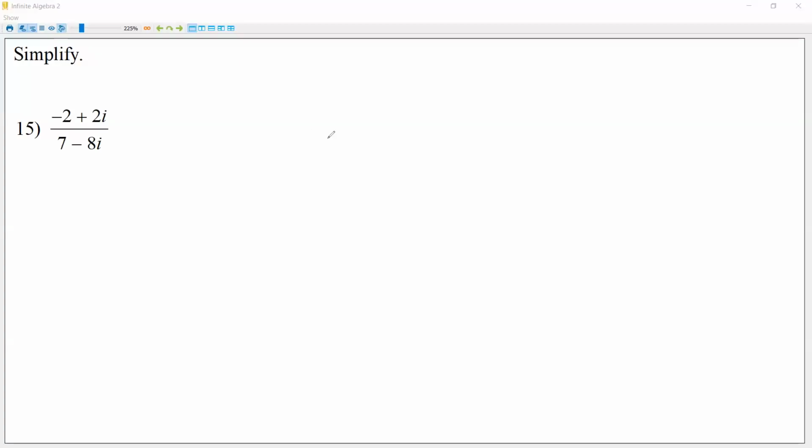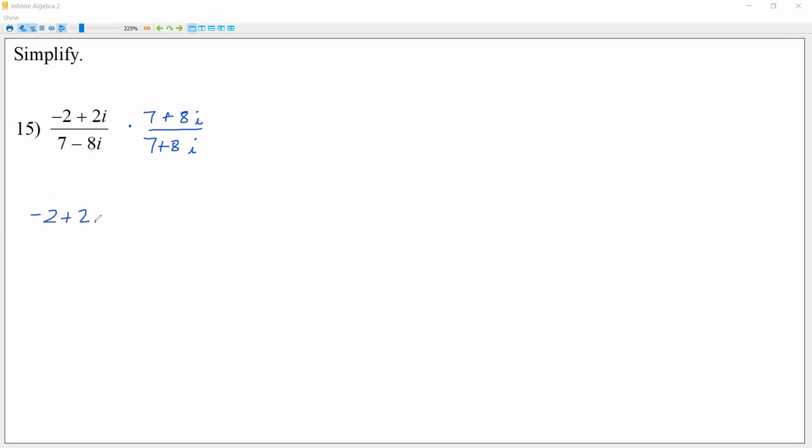Let's multiply here by 7 plus 8i. Remember, the real number always stays the same, and the imaginary always changes to the opposite of whatever is your denominator. That's how you know what to multiply by. Okay, so let's do the top.